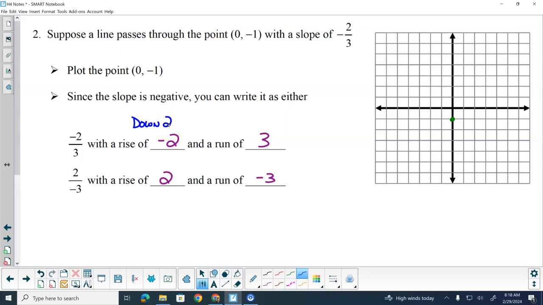Runs are left and right, agree, okay? So a run of +3 would be which way? Right 3? Yeah, so that would be right 3. Okay, so we could go down 2 from here and right 3.